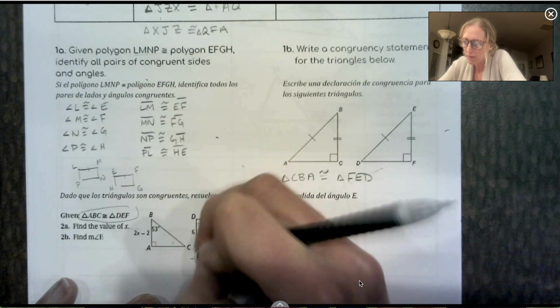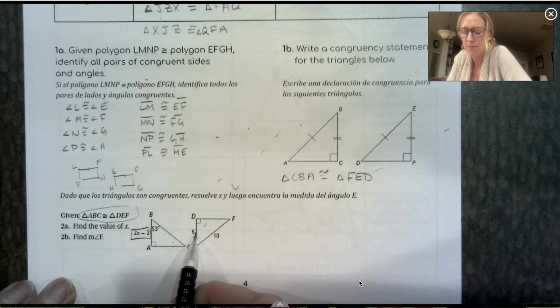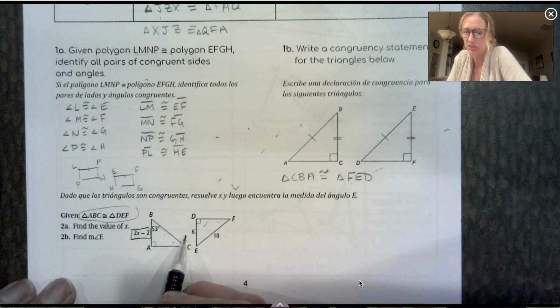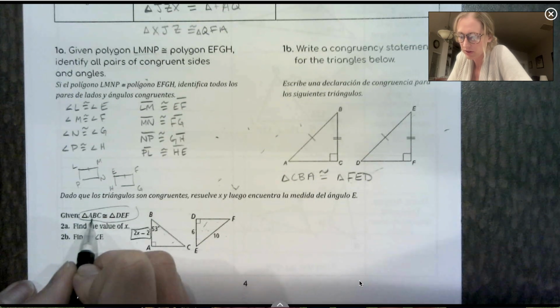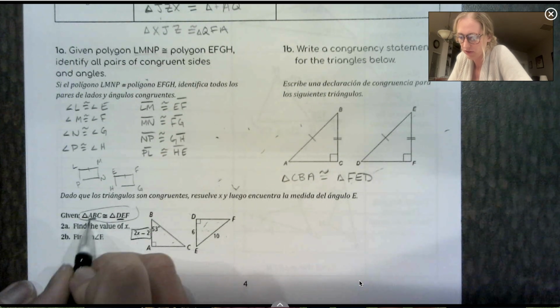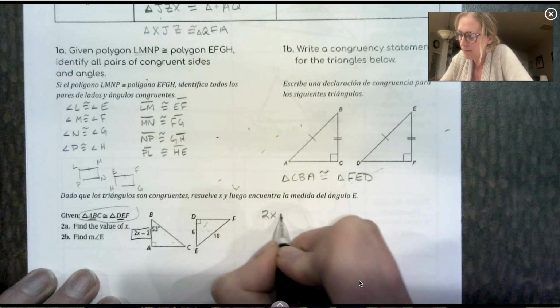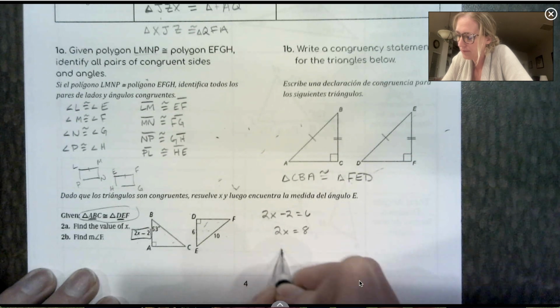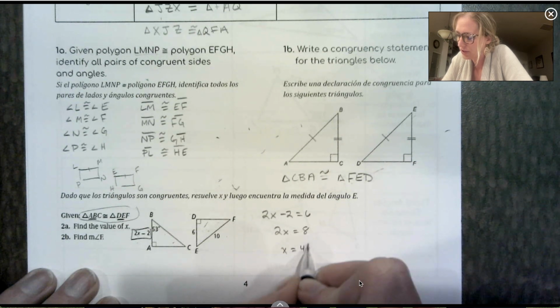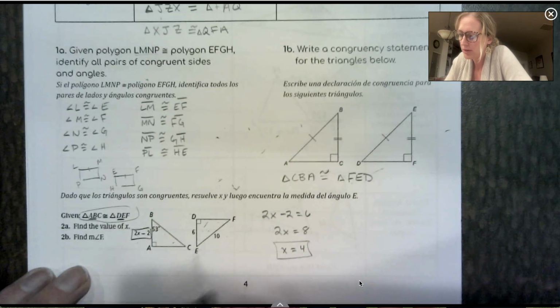So when they want me to find X, here's my expression with X, which side does that match up with? The 10 or the 6? Well, I can see that 6 and this ED and AB are lining up. Also, here's AB, DE. So AB and DE match up together. So 2X minus 2 has to equal 6. Add the 2 to the other side, and then divide by 2. So find the value of X. There's part A. Now find the measure of E.